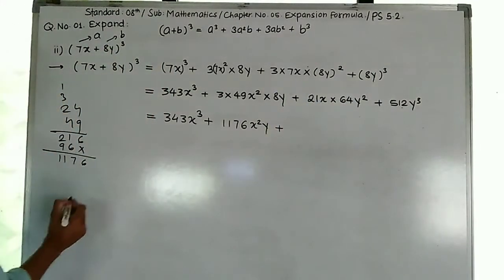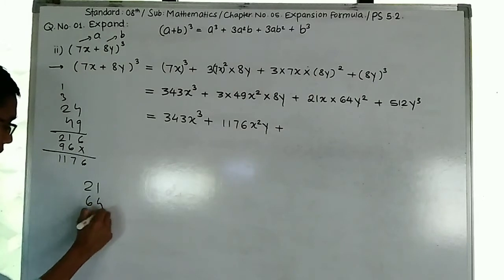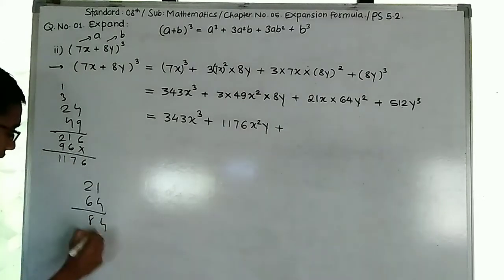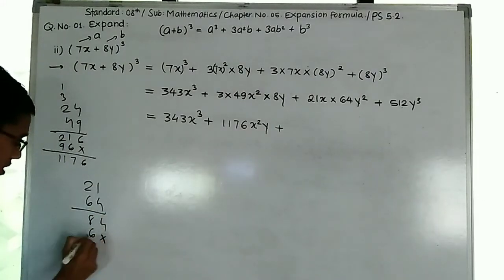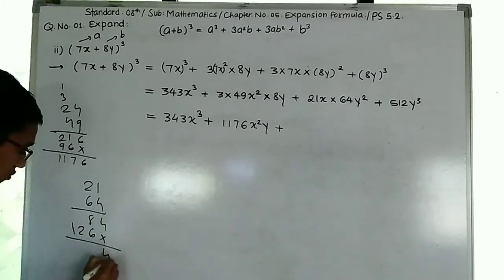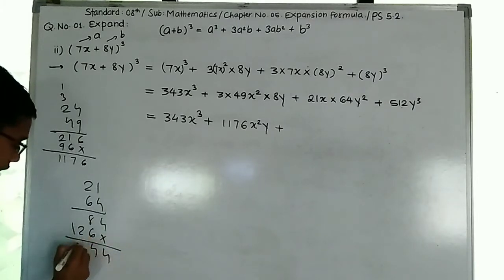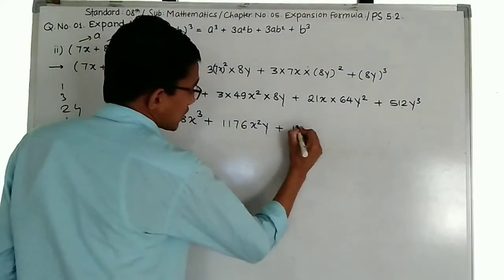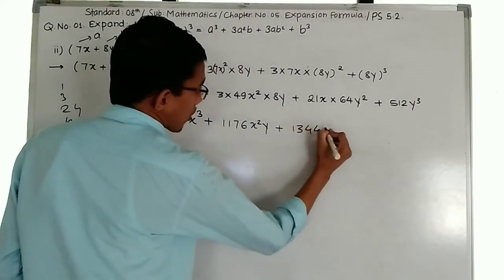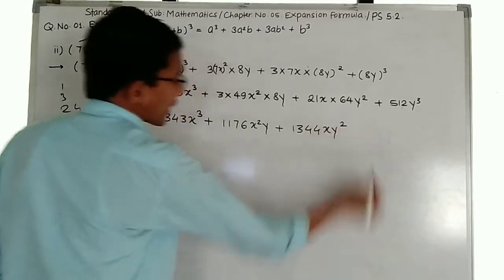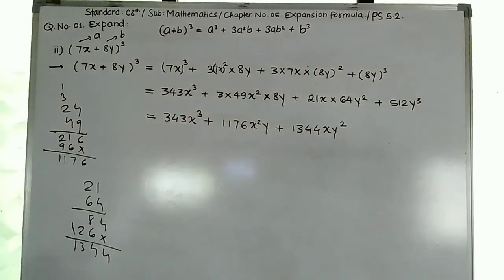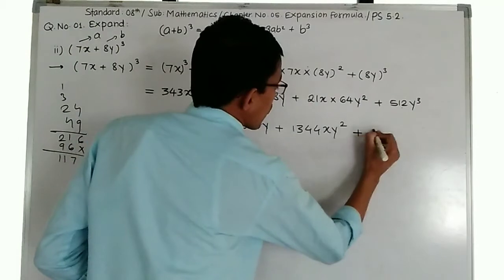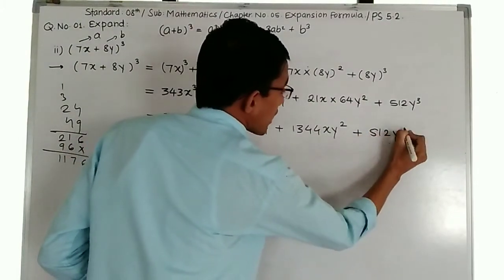Okay, then the another term, that is 21 into 64. So let us see what is 21 into 64. 4 ones are 4, 4 twos are 8, 6 ones are 6 and 6 twos are 12. We got 4, 8 plus 6 is 14, 1 carry, 3 and 1, 1 3 4 4. So 1344 x y square. Okay, plus 512 y cube.